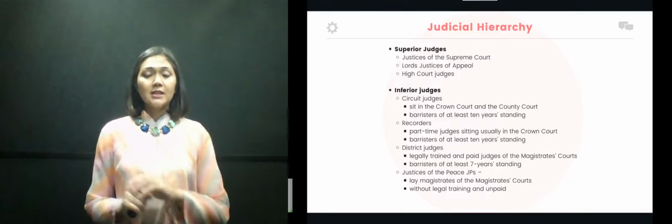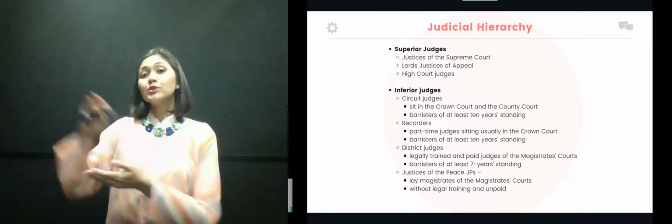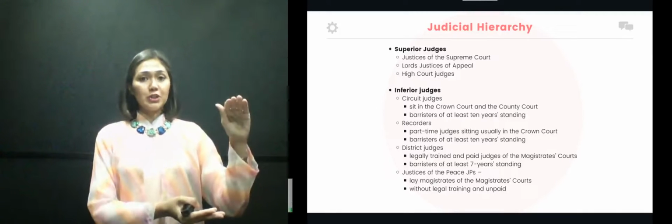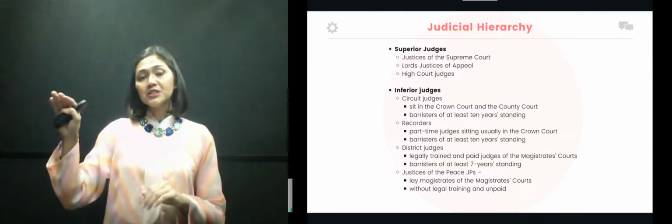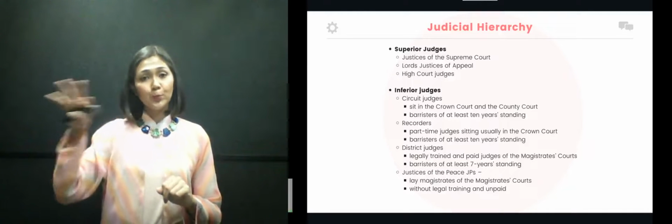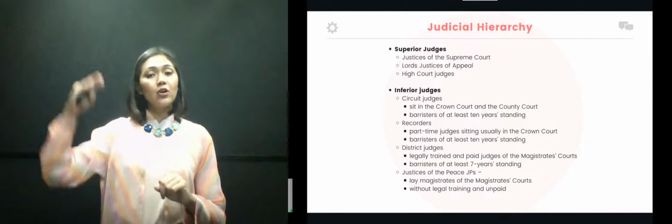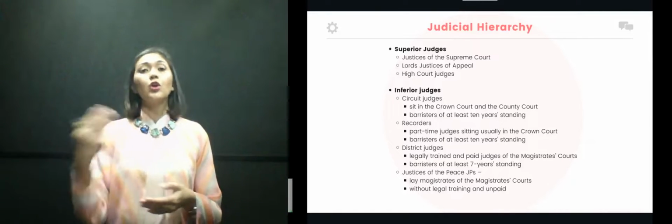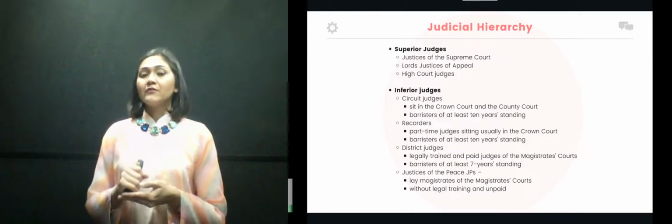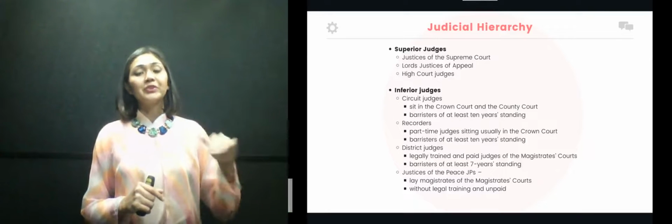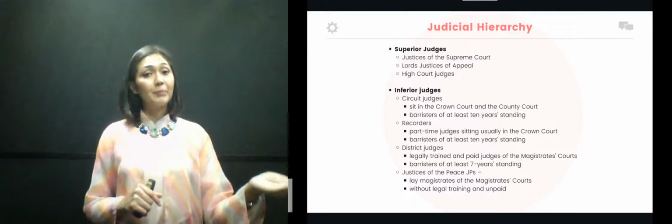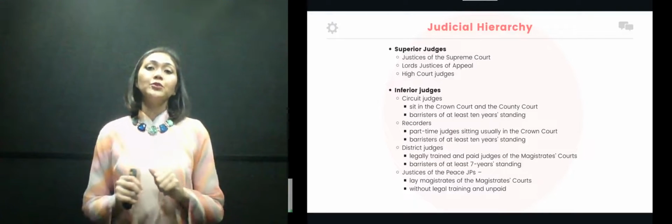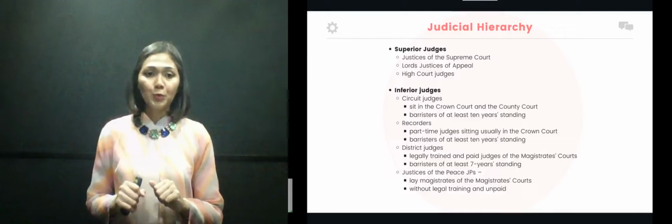On the slides, as you can see, I've separated into two sections: superior judges and inferior judges. Superior judges are those judges that sit at the superior level, basically the High Court and above. If judges sit in the High Court, you call them High Court judges. If judges sit in the Court of Appeal, they are known as Lord Justices of Appeal. And if judges sit in the Supreme Court, they are known as Justices of the Supreme Court.